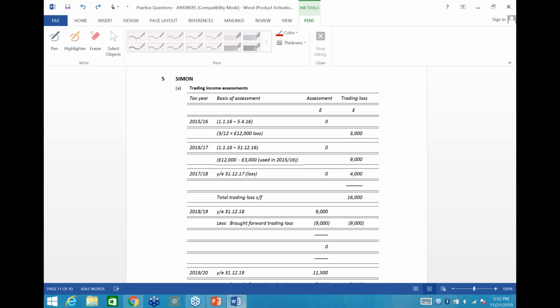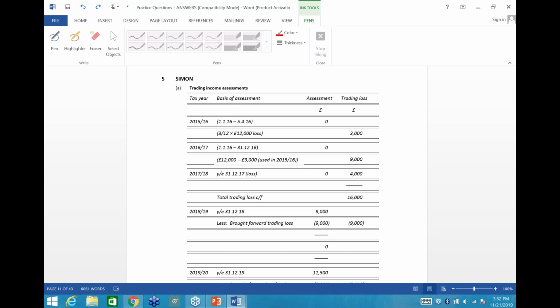So we'll look at the answer for question number 5. Simon began trading on the 1st of January 2016. So this is a newly started business then. So that is very important. Began trading on the 1st of January 2016. Prepare accounts to 31st December annually with results as follows.